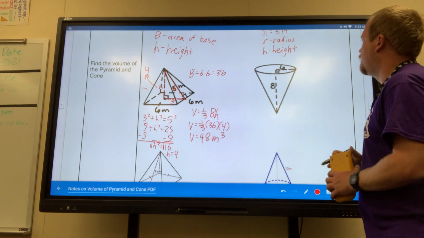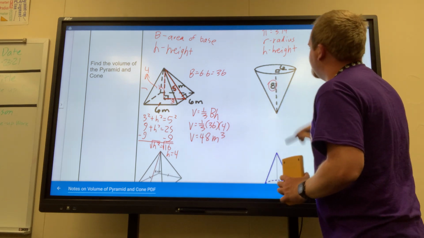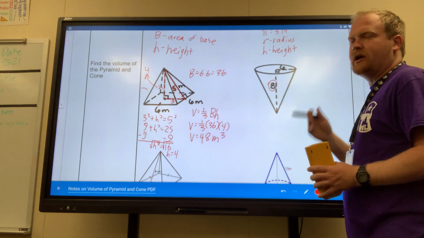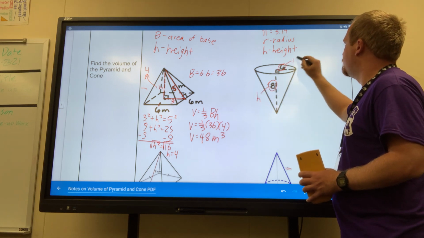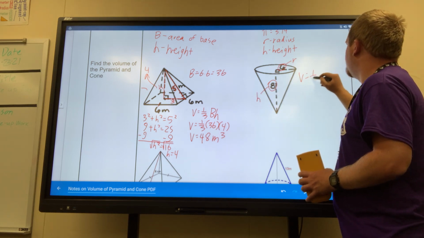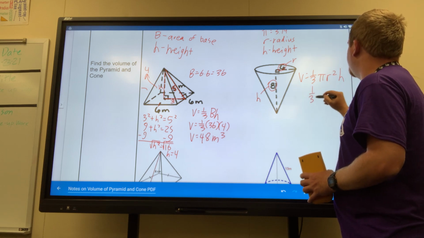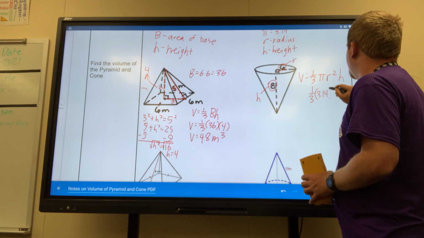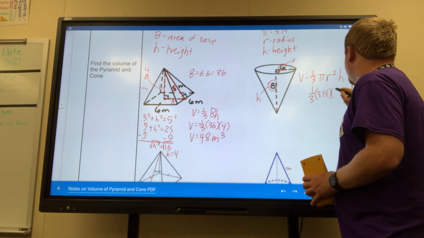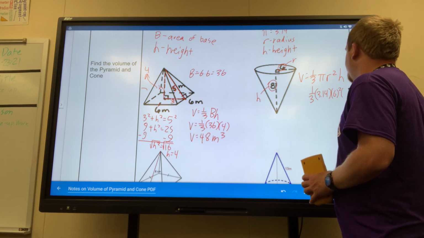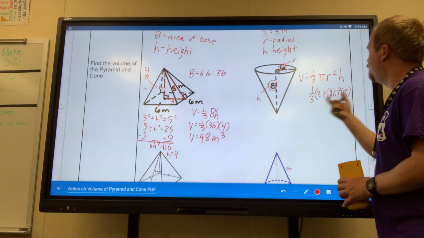Now, I want to find this cone. Luckily, we have the height right here. I have the height and I have the radius, so I can go ahead and plug those in. So 1/3 times 3.14 times 6 squared, let me rewrite that, 6 times 8. So I can just multiply all this out.